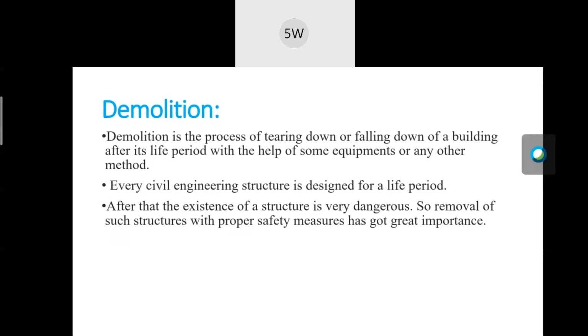Demolition. Demolition is the process of tearing down or felling a building after its life period with the help of some equipment or any other method. Every civil engineering structure is designed for a certain life period. After that, the existence of the structure is very dangerous. So, removal of such a structure with proper safety measures has great importance.